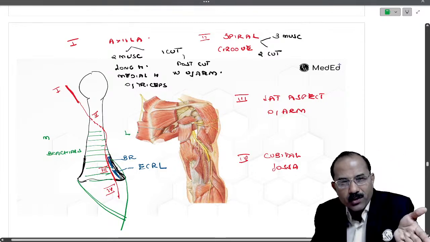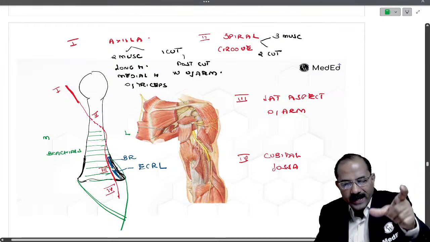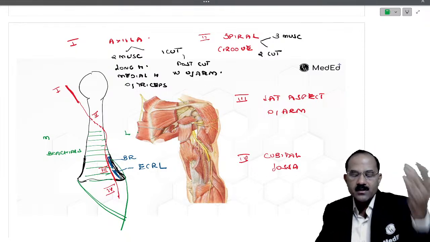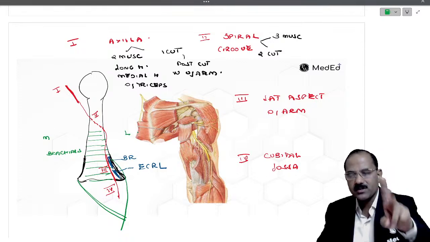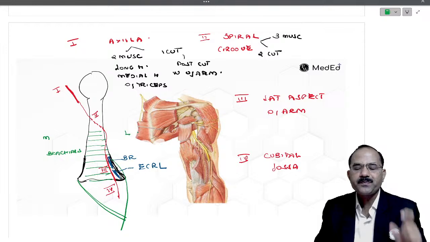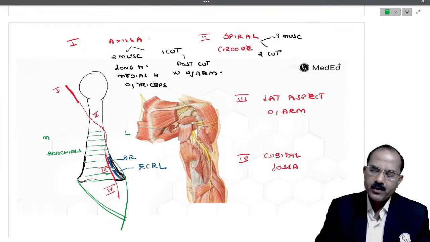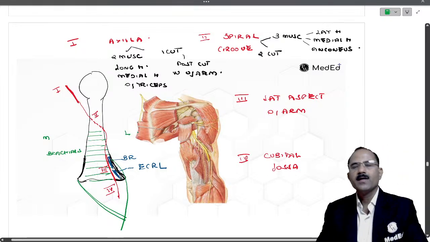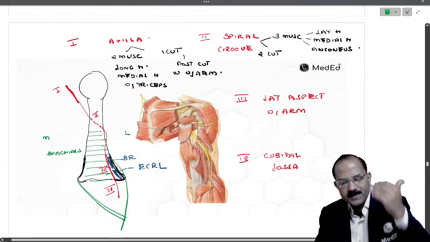This is extremely important. What are the branches of radial nerve in the axilla? Two muscular, one cutaneous. Muscular branches: the long head of triceps and the medial head of triceps. One cutaneous branch, that's the posterior cutaneous nerve of arm. Perfect. Now in the spiral groove, it gives three muscular branches: to the lateral head of triceps, to the medial head of triceps, and the third to the anconeus. Just remember it like this.